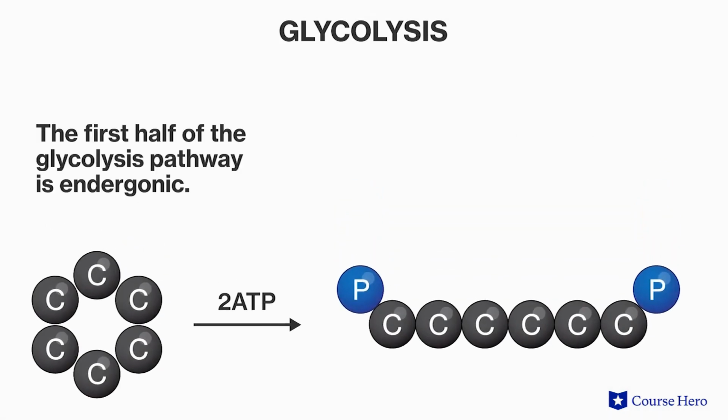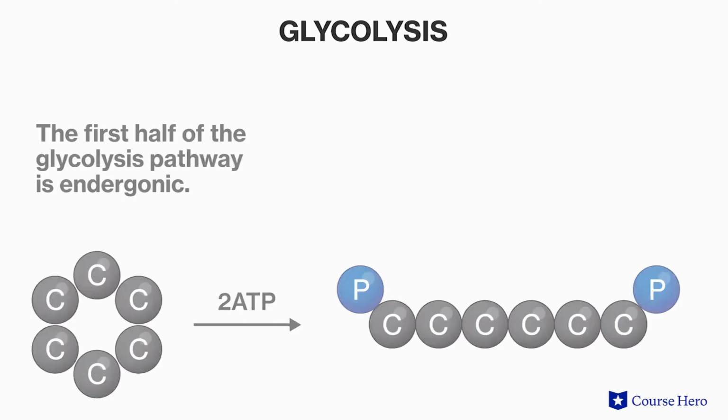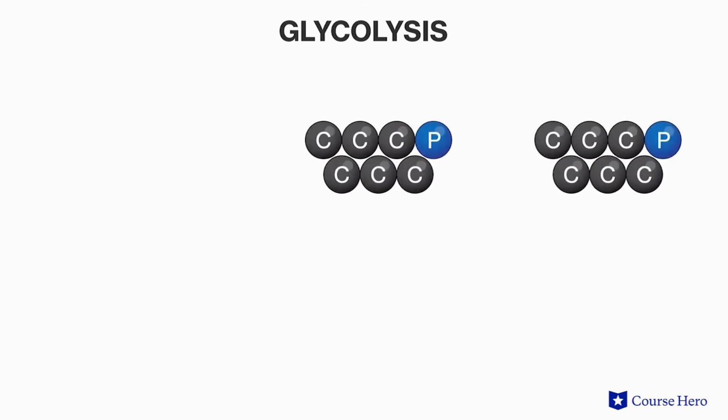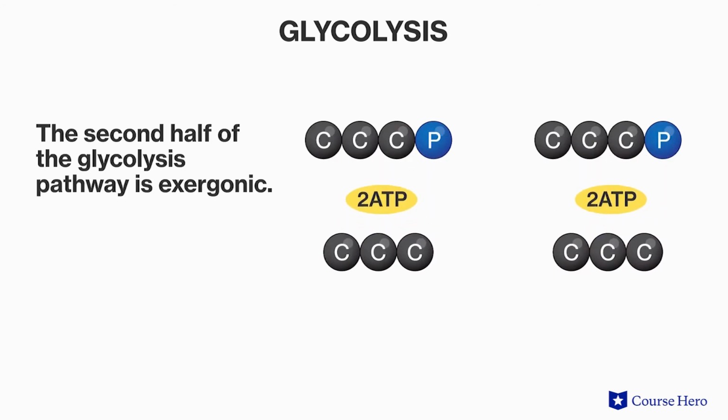Glycolysis consists of many steps, each step catalyzed by a different enzyme. Note that the first half of the glycolysis pathway is endergonic because it takes in 2 ATP molecules. However, the second half of the pathway produces 4 ATP molecules. The net change in ATP is 2 ATP produced, making the entire glycolysis pathway energy producing and thus exergonic.